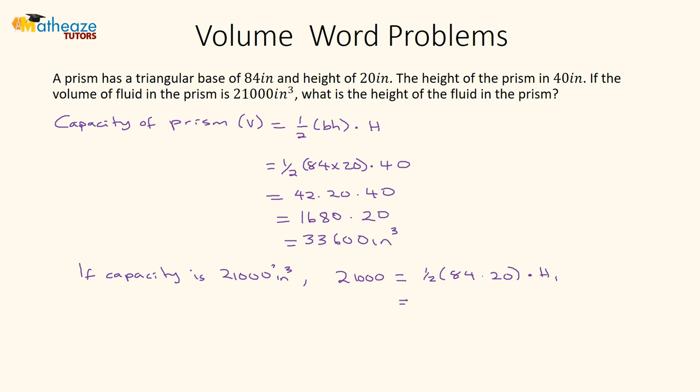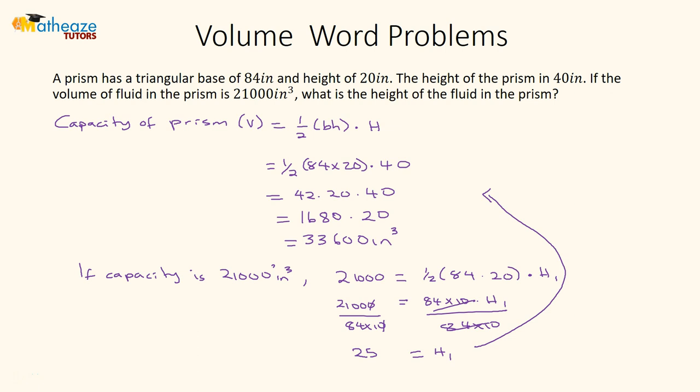So let's simplify this. It's going to be 84 times 10 times H1, and then here we have 21,000. So let's divide both sides by 84 times 10. That crosses this out, and a 0 crosses out here. 2100 divided by 84. If you plug that in your calculator, you should get 25, which is equal to H1. So therefore, the height of fluid is equal to 25 inches.